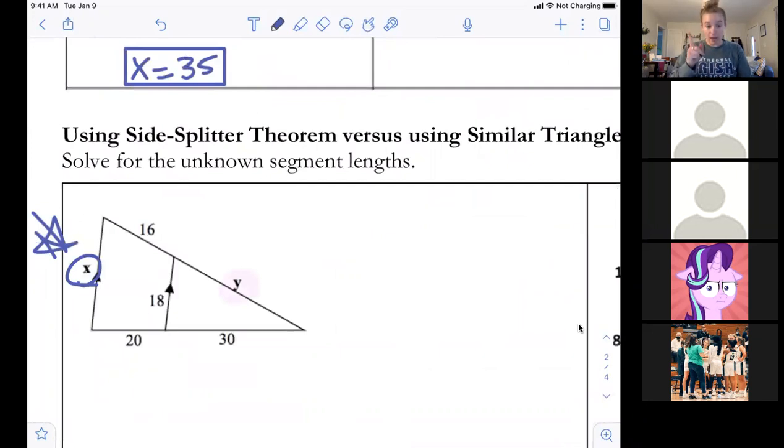If you remember above, I made a bit of a deal about how side splitter does not work for the parallel sides. So if you're trying to find x, you don't get to use side splitter, because x is not one of the sides split by the parallel lines. It's one of the parallel lines. So we're going to have to look at similar triangles. Before we do that though, let's find y. Can someone set up a proportion for me to find y?